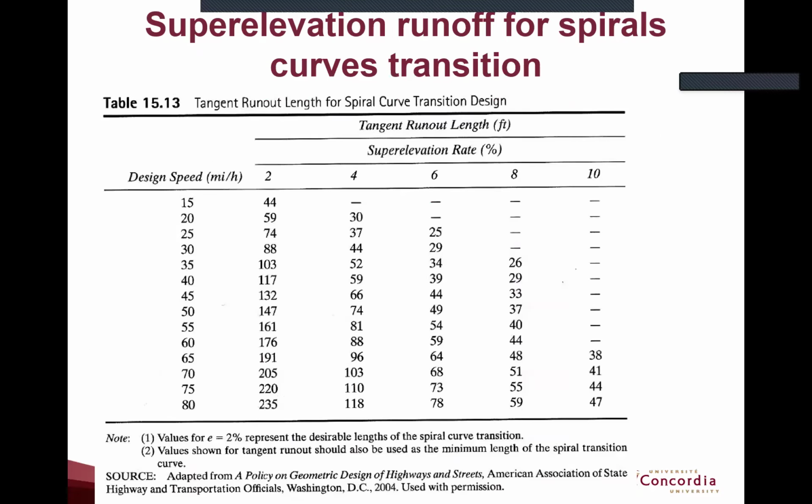In this one, we have super elevation runoff for spirals. So you have here design speed again and super elevation rates and the tangent length that you require. This one is in feet.